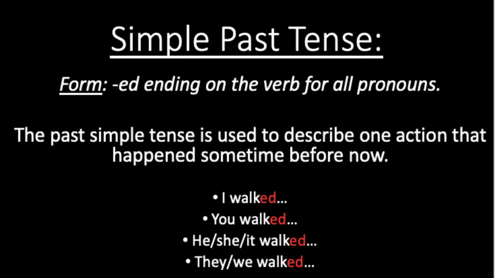Now, let's get to the simple past tense. We use this to talk about actions that have already happened. They're finished. They're done. For example, I walked to the store yesterday. To say and write these sentences properly, all we have to do is add the letters ed to the end of the verb. This is the same for all of our pronouns. I walked to the store. He, she, it walked to the store. You walked to the store. They, we walked to the store.